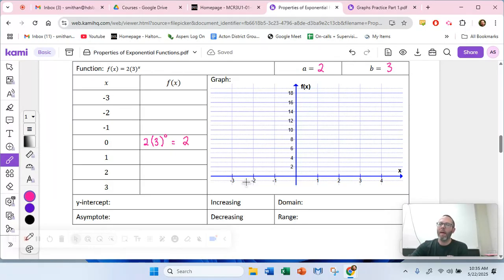And maybe we could use mental math for the next one. 3 to the power of 1 is 3. Multiply it by 2. We get 6. 3 squared is 9. Multiply that by 2. We get 18. And hopefully you guys recognize the pattern after doing a few. Our base is 3. And what happens to our y values each time? We're multiplying by 3. We're multiplying by 3. So this last one will be whatever 3 times 18 is, 54.